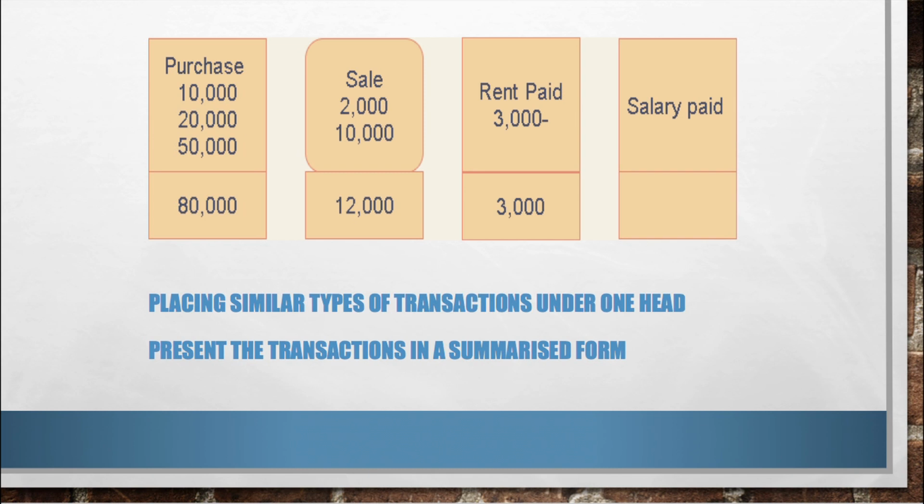Similarly, rent paid, there is only one transaction, that is 3,000, and in this way we will place all the transactions of similar nature in a particular place, and that is known as an account. So when we define an account, we can define it as a particular place where we put the transactions of similar nature. So similar types of transactions will be put under one head, and that will be known as the account.